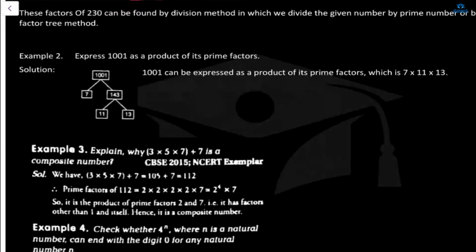Prime factors means you already know the prime numbers. Express 1001 as a product of its prime factors. So we need to represent this. It will not go with 2, 3, 7.